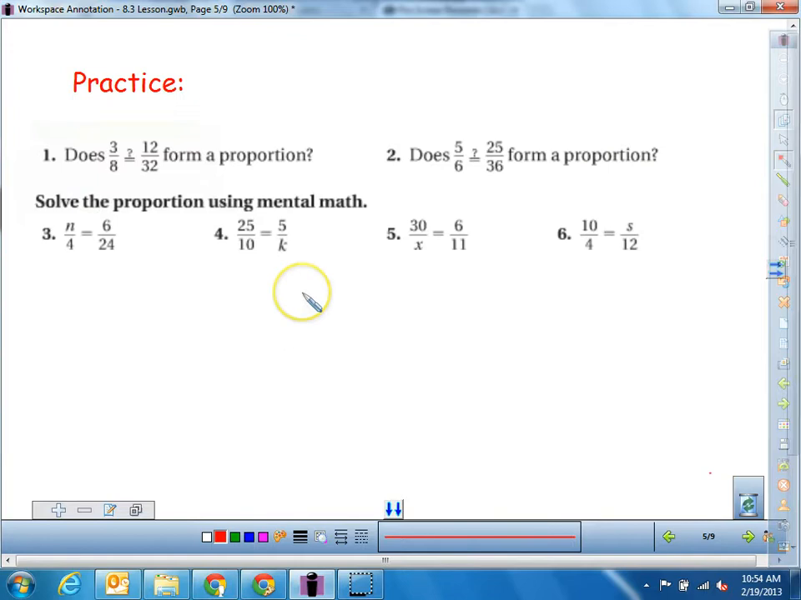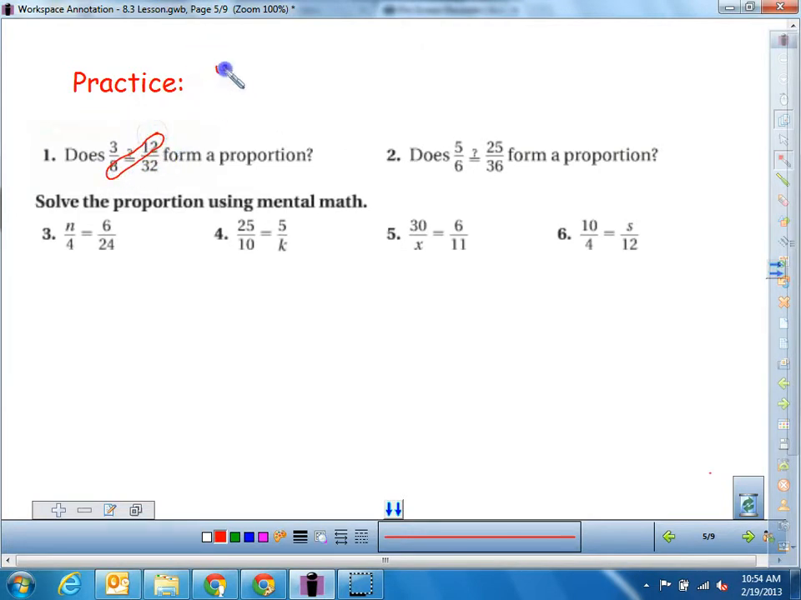So let's just quickly practice here. Does this in fact equal a proportion? How are we going to figure this out for numbers 1 and 2? We're just answering yes or no. Does it form a proportion or not? That's right, we need to do cross products. So we need to take 8 times 12.